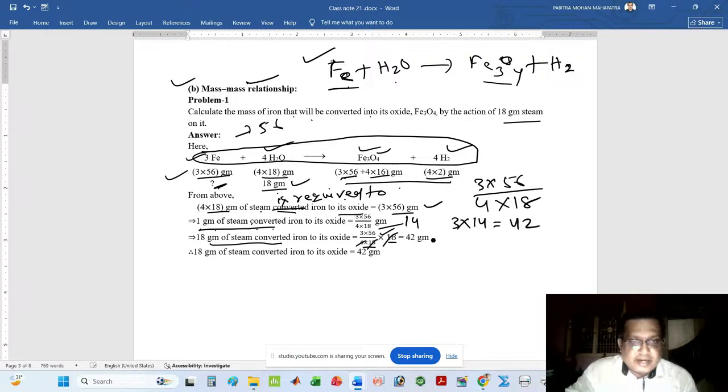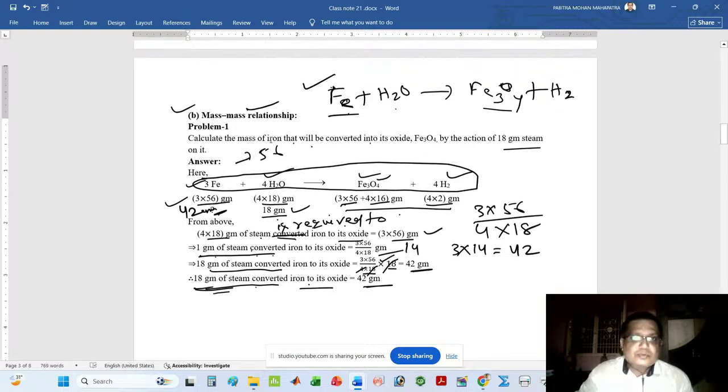So here I can write again, and the answer is what? 18 gram of steam is required to convert iron to its oxide is 42 gram. So 42 gram of iron is treated with 18 gram of water.